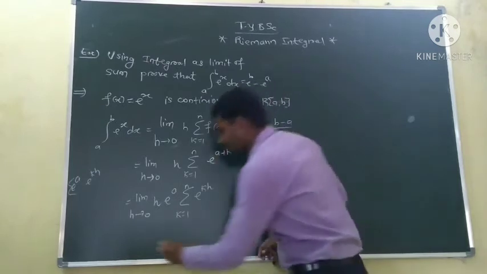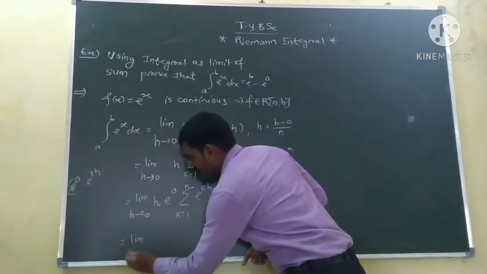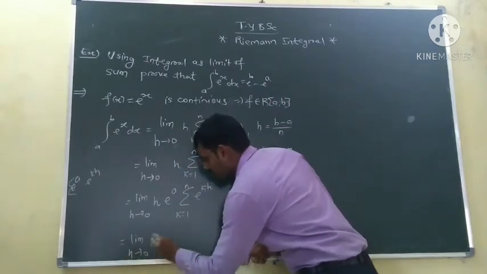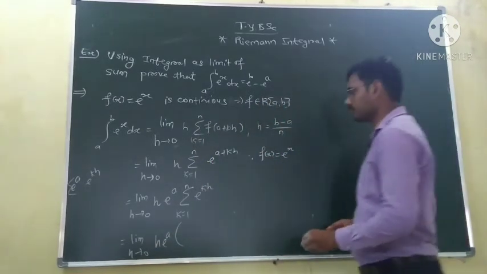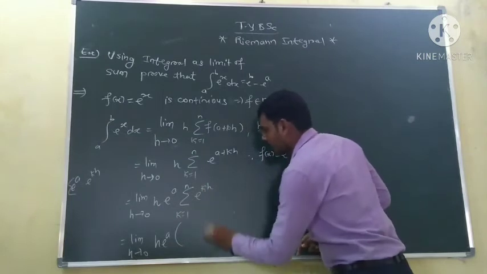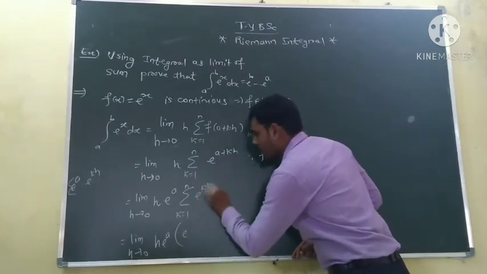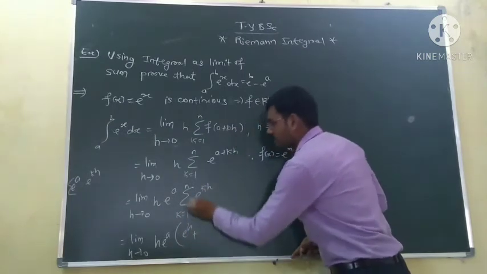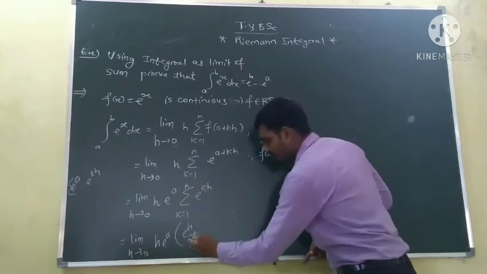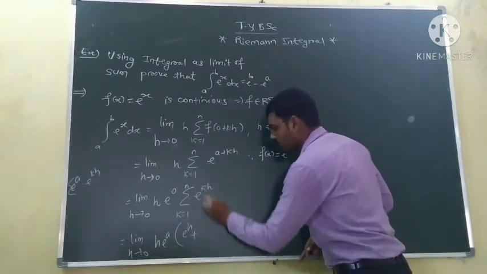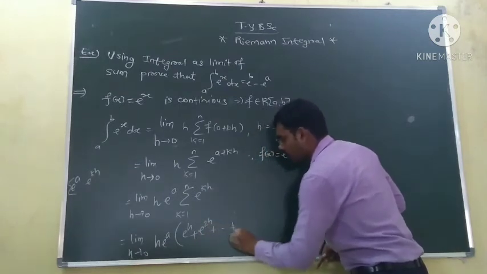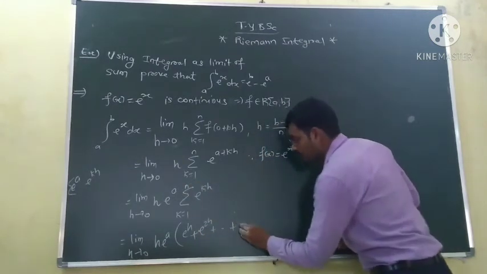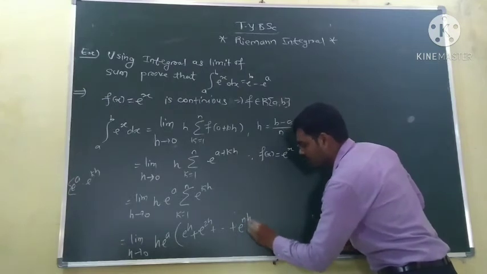So this is equal to limit h tends to 0 of h into e raised to power a in bracket: put k equal to 1, so e raised to power 1h, so e raised to power h, plus, due to the sum, add. Put k equal to 2, so 2h, that is e raised to power twice h, up to the last, put k equal to n, so e raised to power nh. Okay.